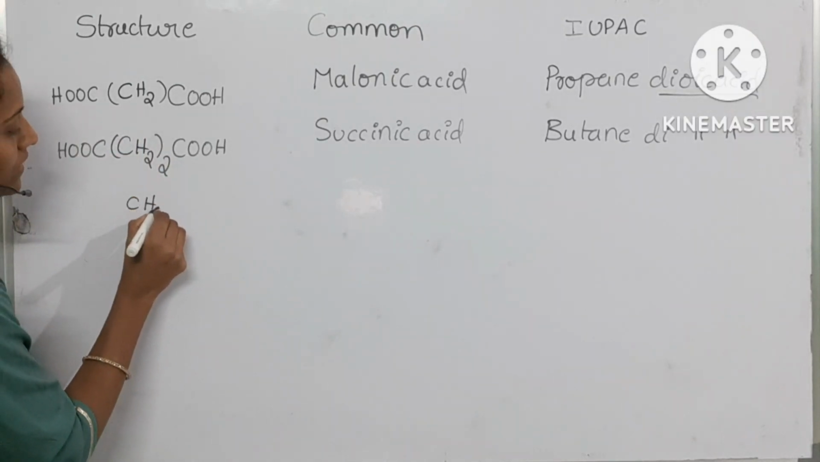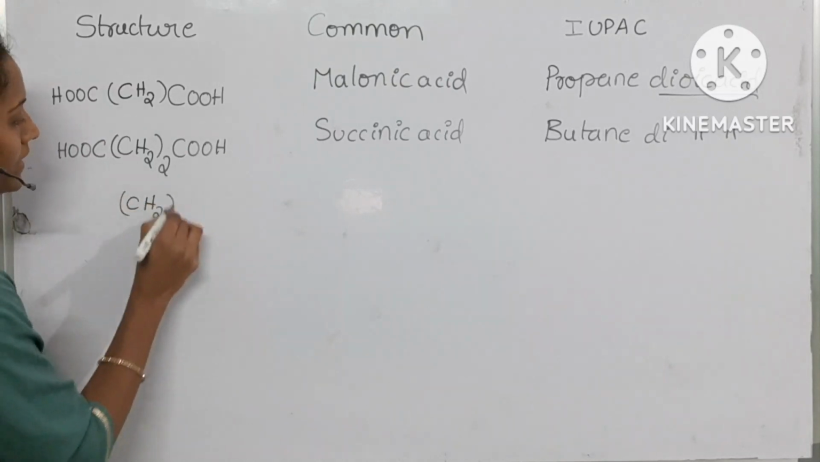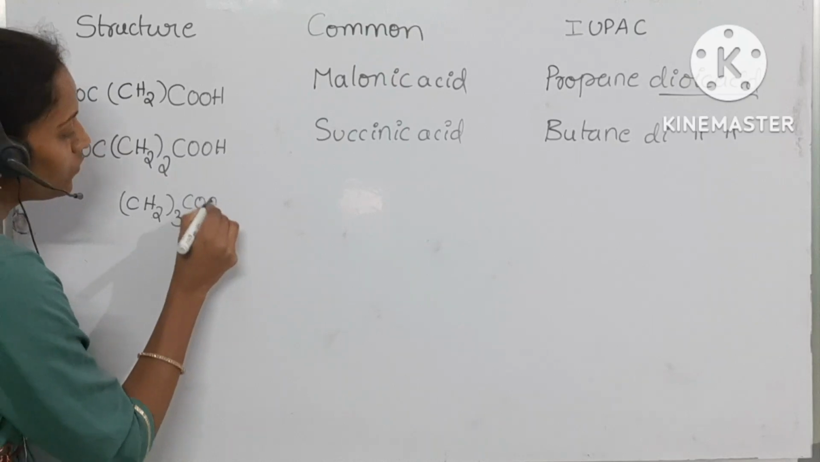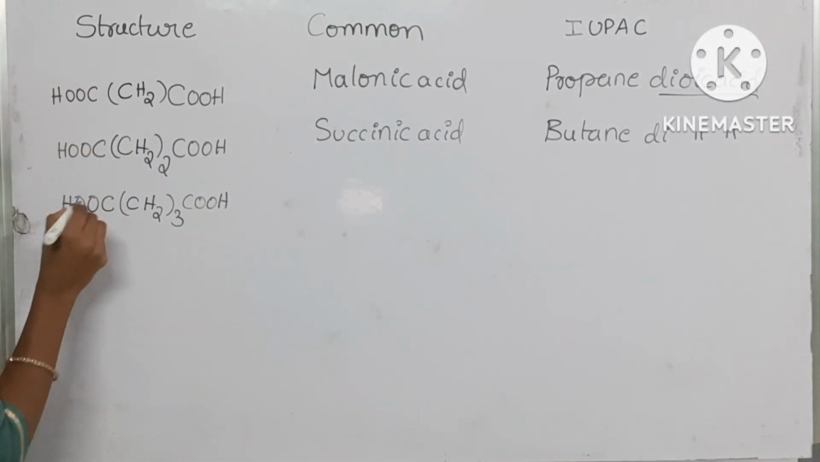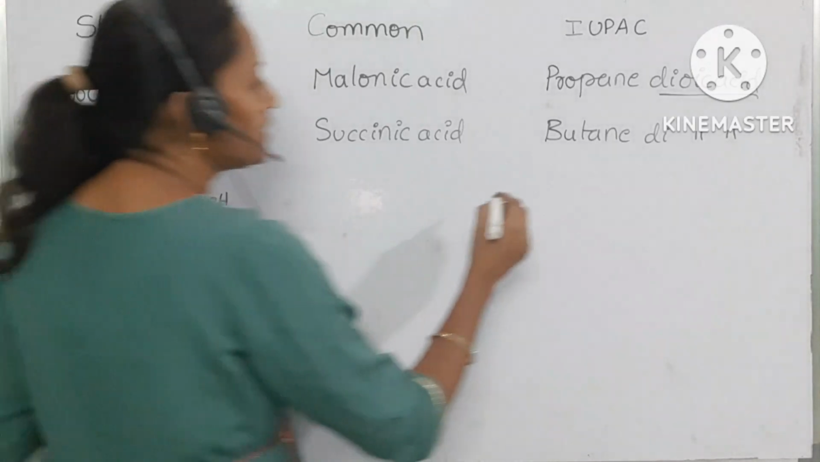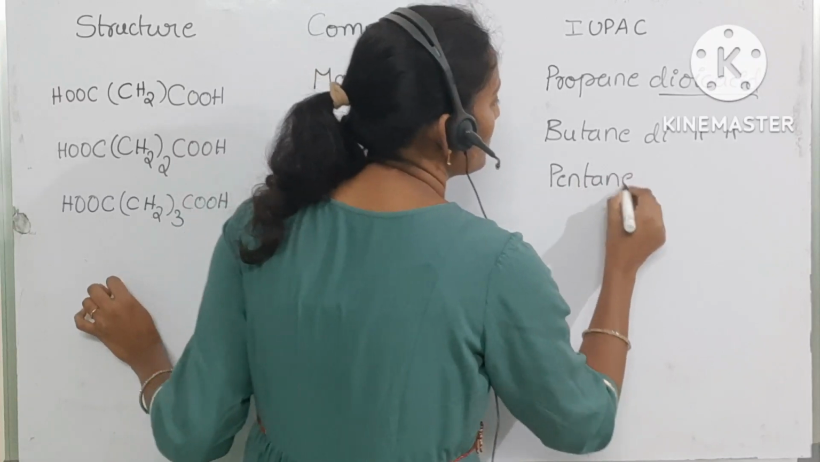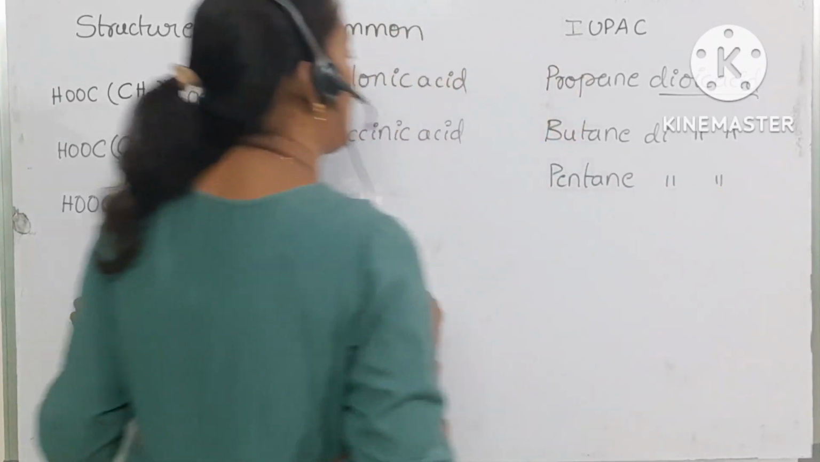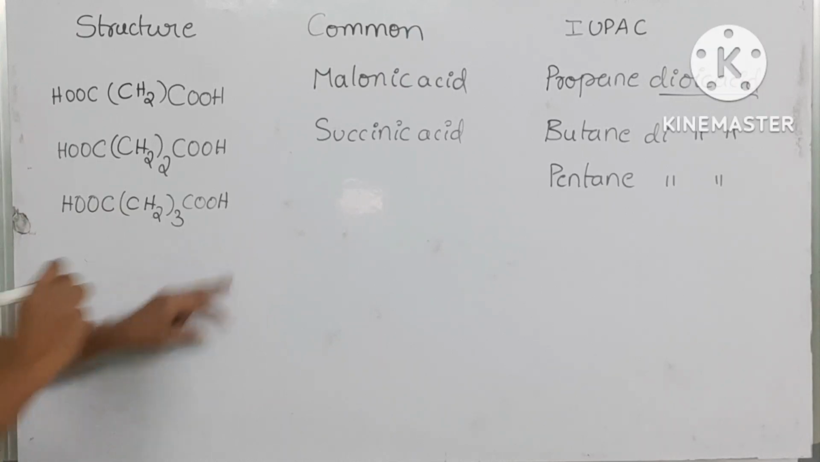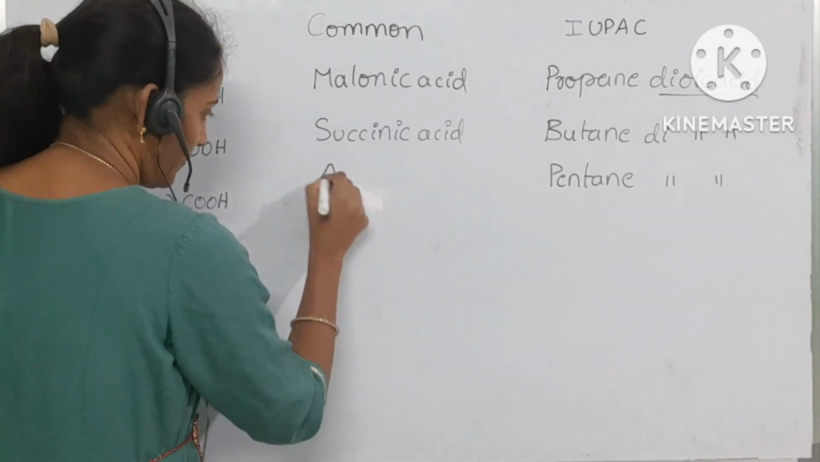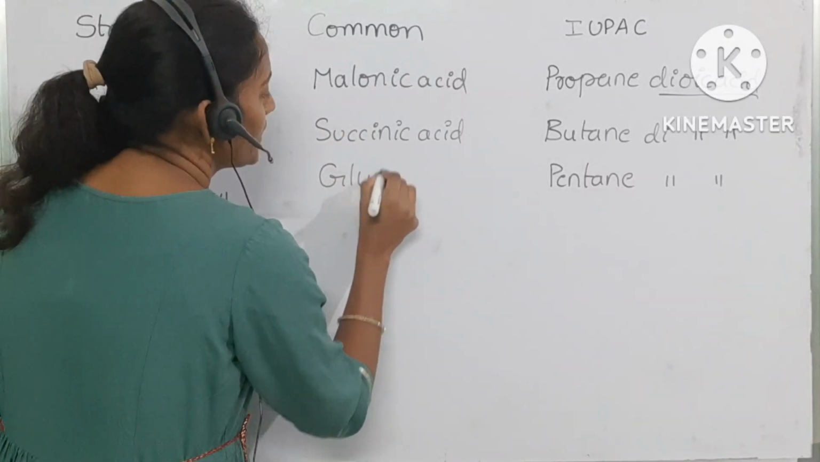If the structure is like this, CH2 taken thrice, COOH, and here also COOH. How can you write it? It is pentane dioic acid. What is the common name for this one? This is glutaric acid.